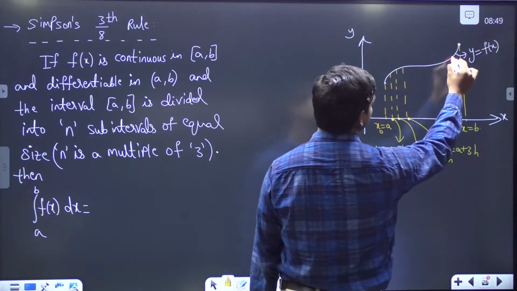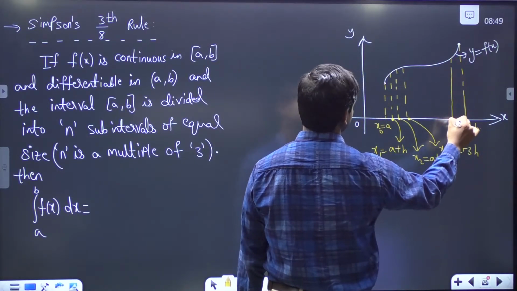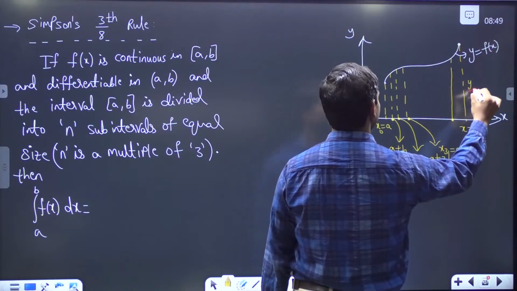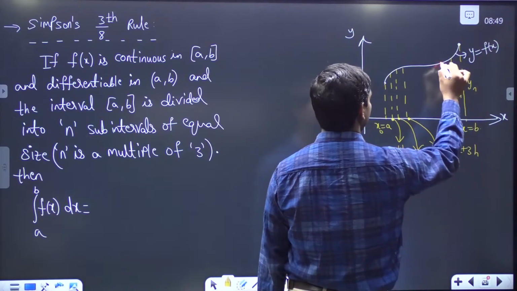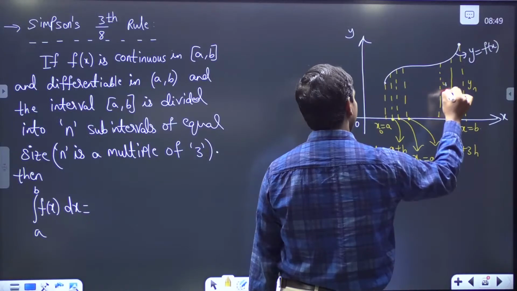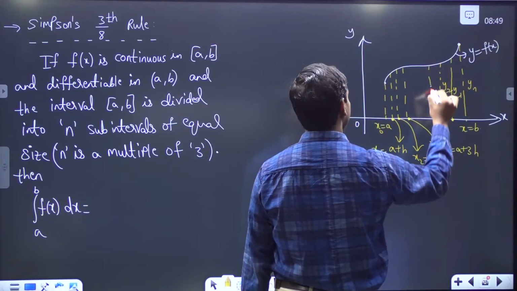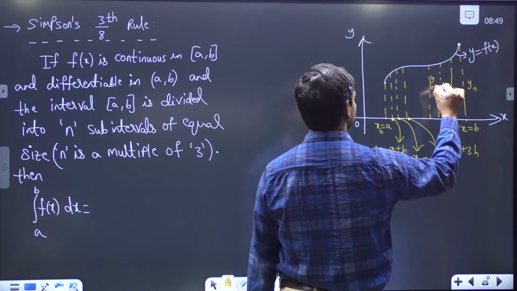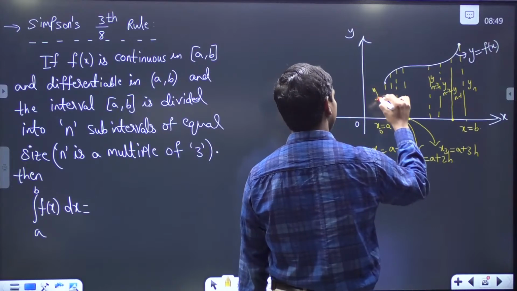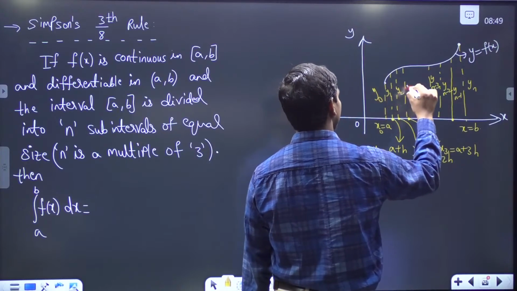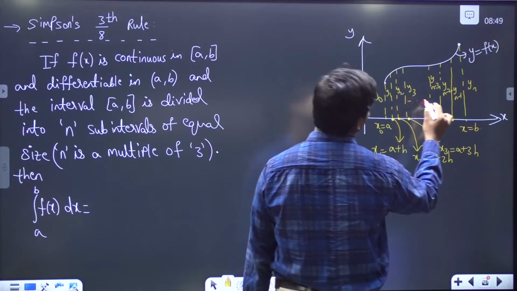Similarly, from the last, if you split, this is yn minus 1, yn minus 2, and this is yn minus 3. Of course, these are x, with y0, y1, y2, y3, and so on. Similarly yn, and this goes on like this.